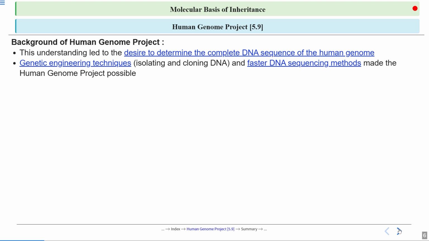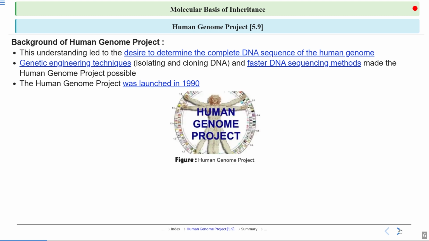Genetic engineering techniques, isolating and cloning DNA, and faster DNA sequencing methods made the Human Genome Project possible. In the biotechnology chapter, which we did before this, we studied how genetic engineering techniques let us isolate and clone DNA. These are the reasons by which the Human Genome Project became possible. The Human Genome Project was launched in 1990. This is an important thing we have to remember, the timeline of the Human Genome Project: it was launched in 1990.